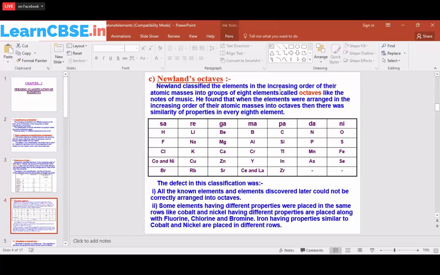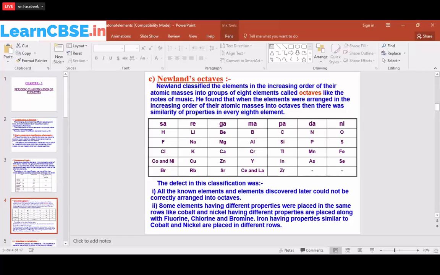Newlands classified the elements in the increasing order of their atomic masses into groups of 8 elements called octaves. So hydrogen, lithium, beryllium, boron, carbon, nitrogen, oxygen and fluorine. At that time, they didn't know about this. Actually, after fluorine they should get neon. But at that time neon was not discovered. Even helium was not discovered. No noble gases had been discovered. So they arranged in this order.